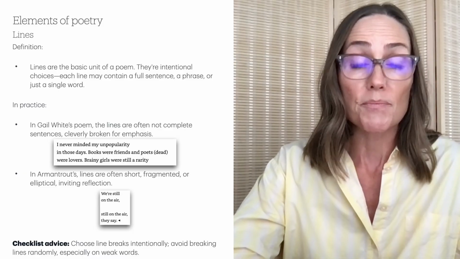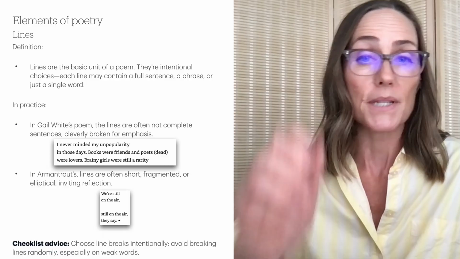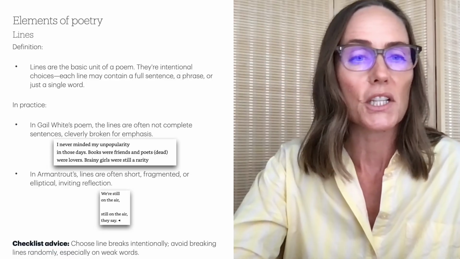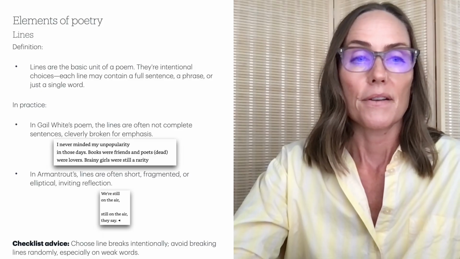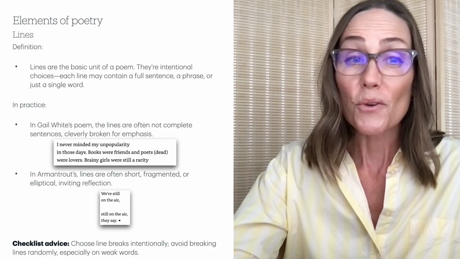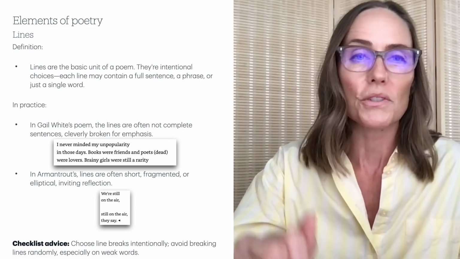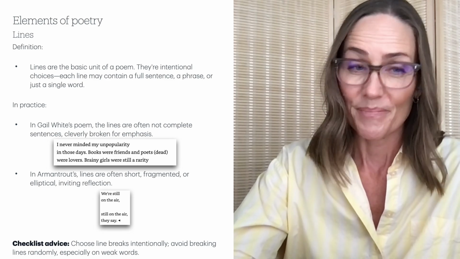In Armentrout's poems, the lines are often short, fragmented, or elliptical, inviting reflection. So let's look at this example. "We're still on the air, they say." Now notice the white space there is almost doing as much work as the space with the lines.